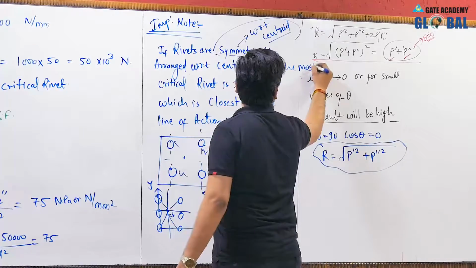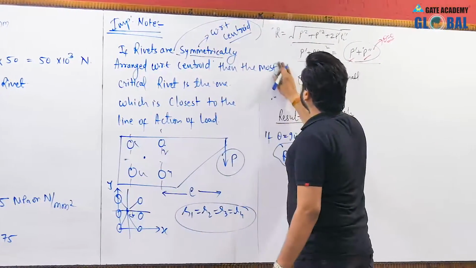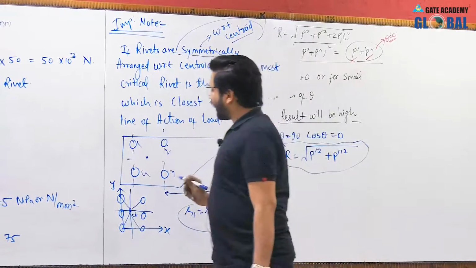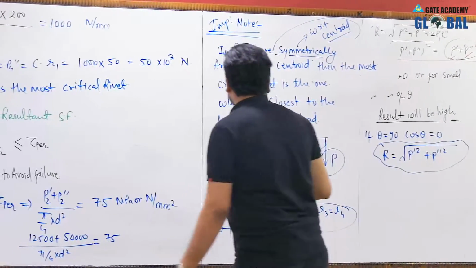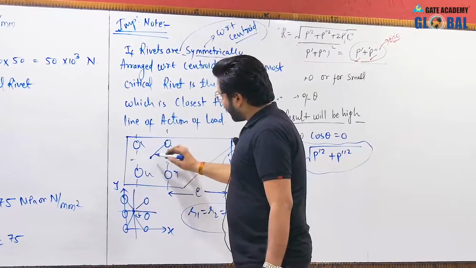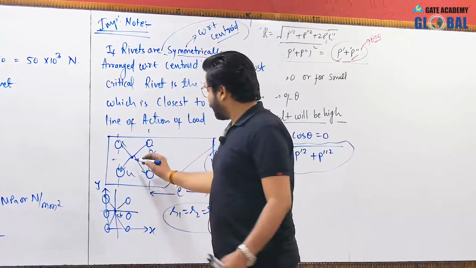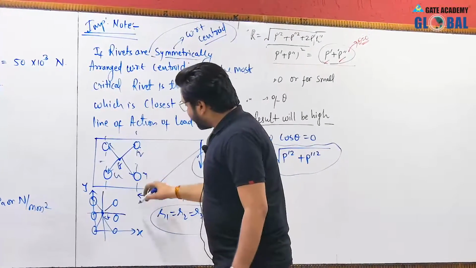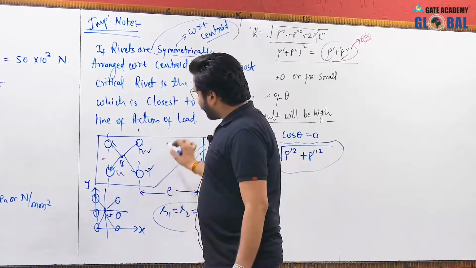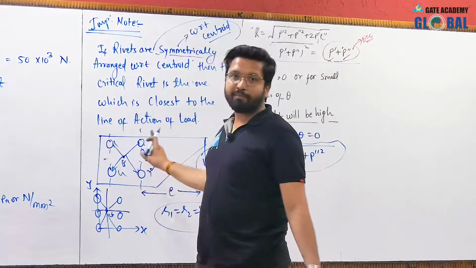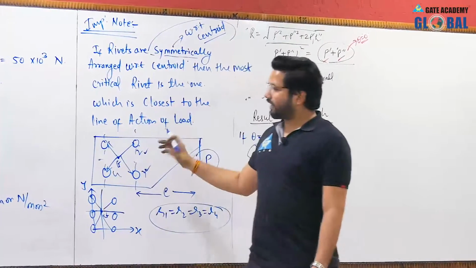Then the most critical rivet is the one which is closest to the line of action of the load. And here, as you can see, all the rivets are at the same distance with respect to the centroid. Hence, these 2 rivets, rivet number 2 and rivet number 3, will definitely be the most critical rivets. Both will have the same magnitude of resultant force, and this can be observed.